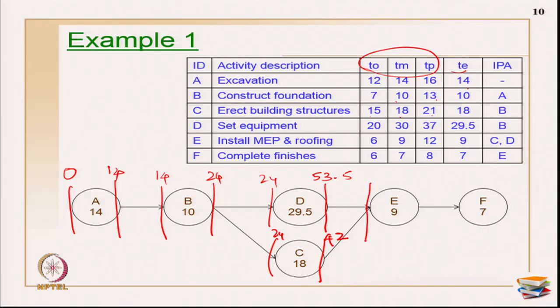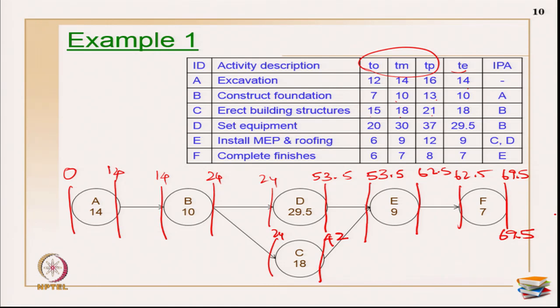Okay, now back. So E, the early start of activity E, is the maximum of the early finish of these two activities. So this is 53.5. 53.5 plus 9 becomes 62.5. So now this is 62.5 and then this is 69.5. So now working backward pass, which is the late starts and late finishes.